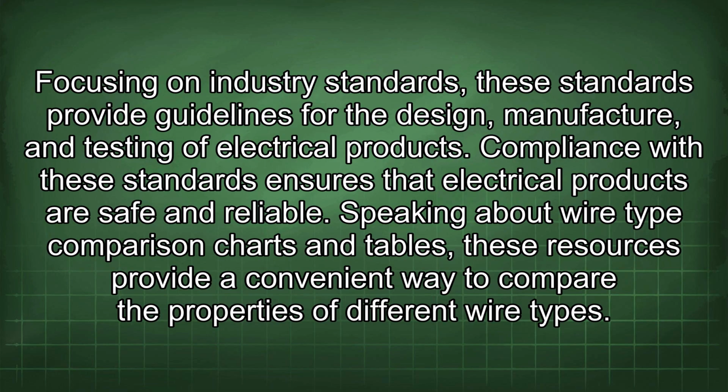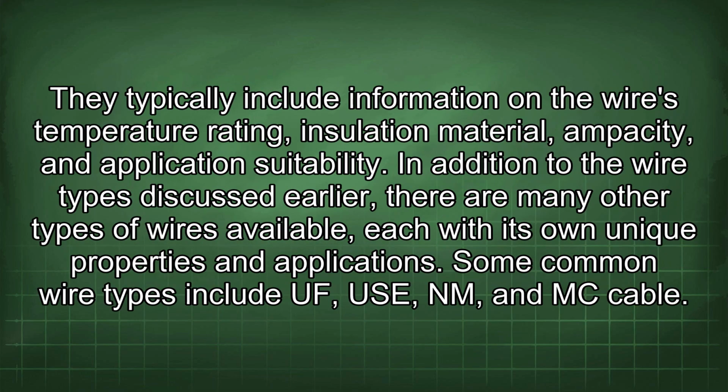Focusing on industry standards, these standards provide guidelines for the design, manufacture, and testing of electrical products. Compliance with these standards ensures that electrical products are safe and reliable. Speaking about wire type comparison charts and tables, these resources provide a convenient way to compare the properties of different wire types. They typically include information on the wire's temperature rating, insulation material, ampacity, and application suitability.